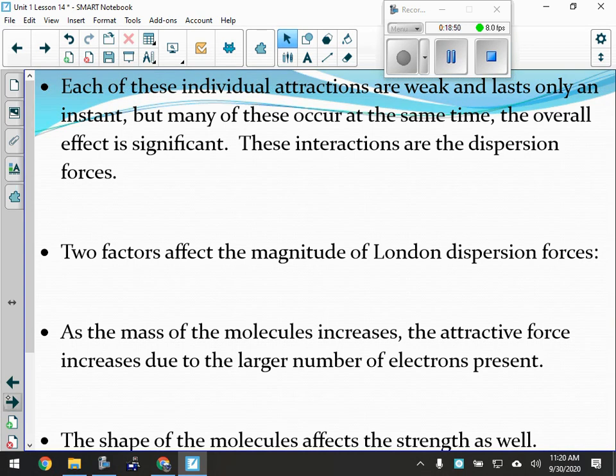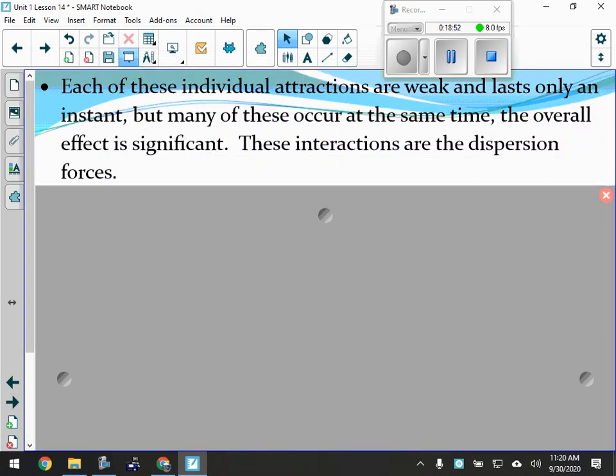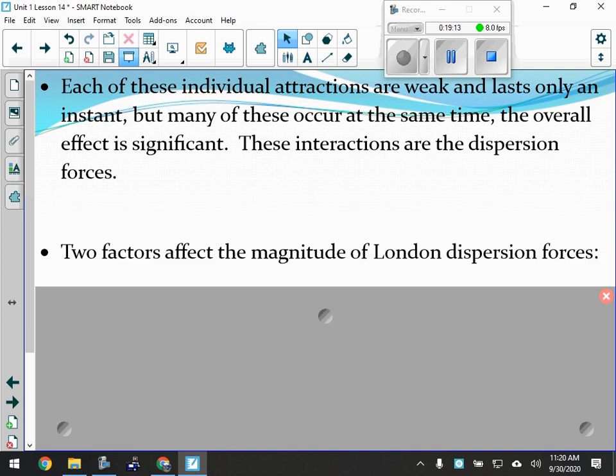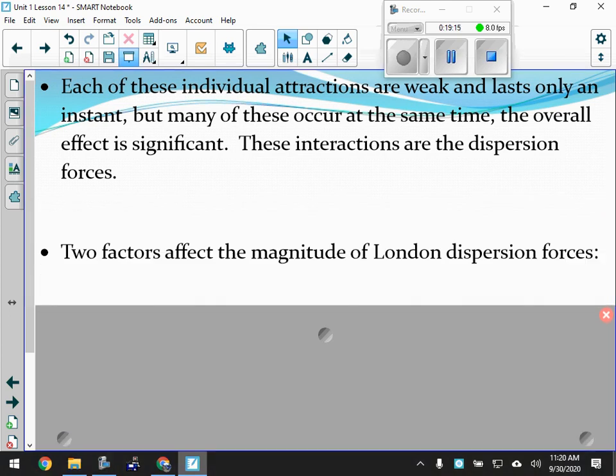let's just real quick here. As I said before, each of these is pretty weak, right? They don't last for a very long time. They're pretty weak. But if you have a lot of molecules or a lot of other things going on here, we can have a lot of these temporary dipoles, London forces. There's two factors that affect London forces.